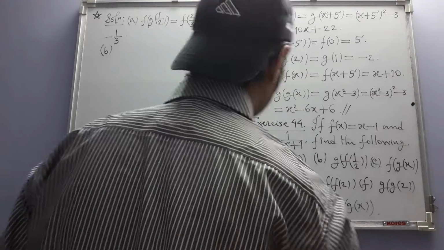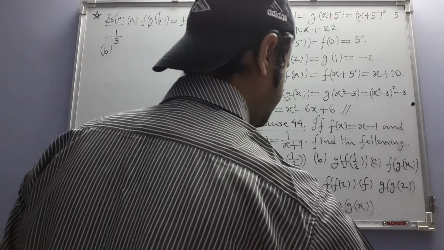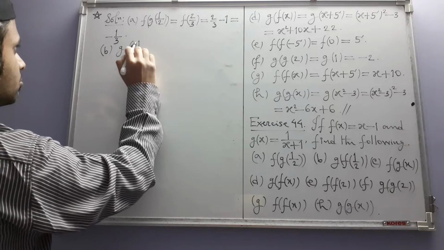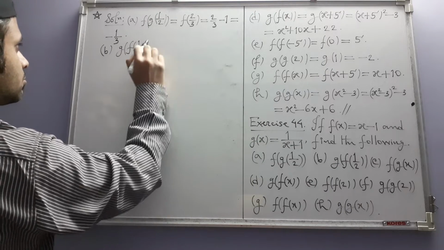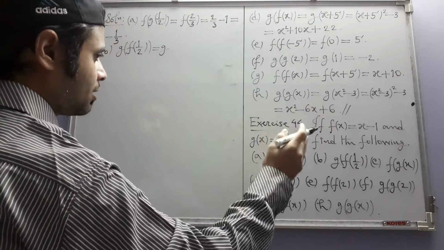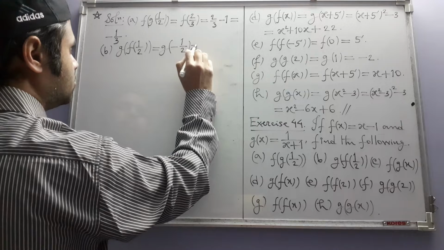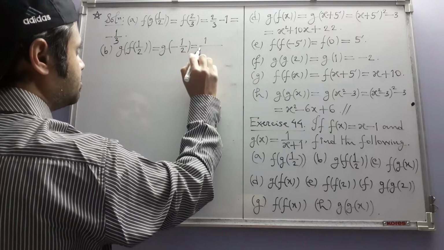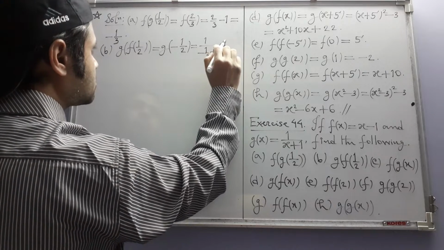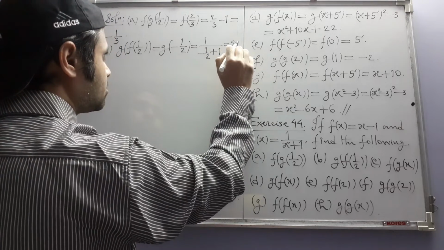B. g of f of 1 over 2. F of 1 over 2 is 1 over 2 minus 1, that means minus 1 over 2, and this will be 1 divided by 1 minus 1 over 2 plus 1, that means 2.